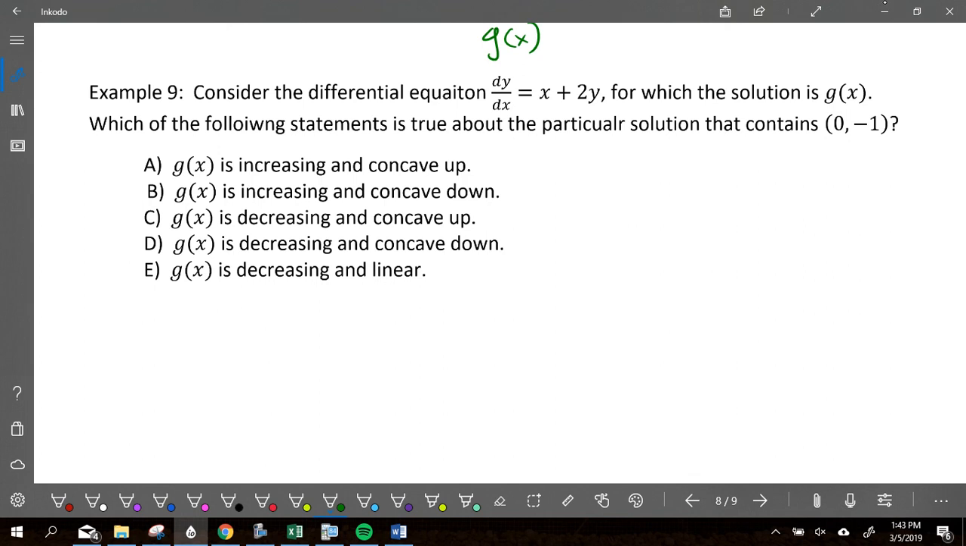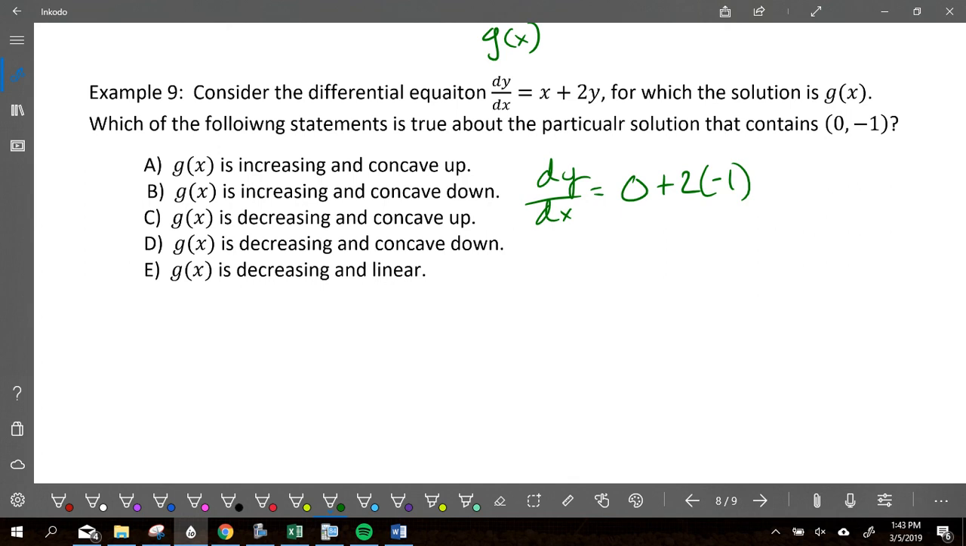dy over dx is the derivative of g of x. That's going to tell me the slope. And so I'm going to plug into this formula, dy over dx. What am I going to plug in for x? 0. And for my y, I'm going to plug in -1. I'll let you keep going with that one.